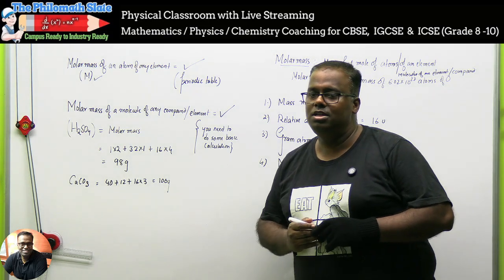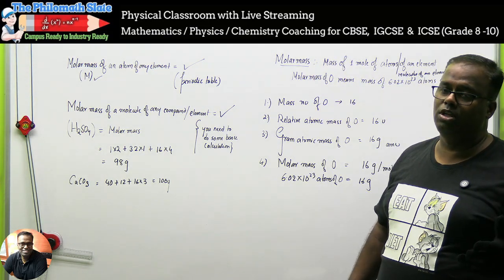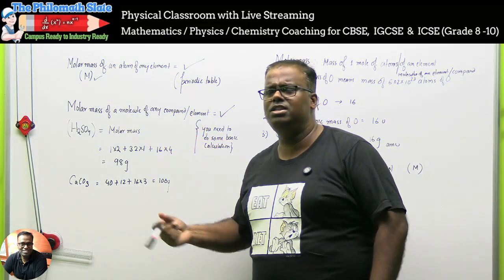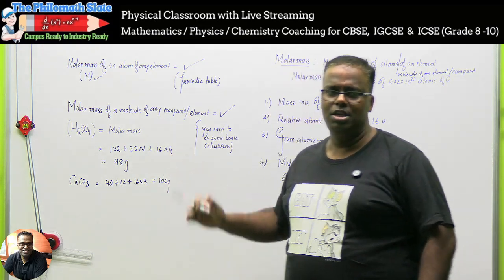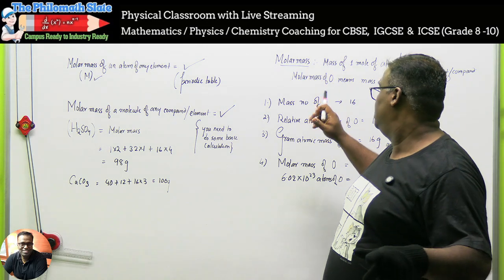Molar mass is nothing. If it is not given in the questions, molar mass is always in your hands. If it is for an atom, it's very easy: just look at the periodic table, that's the molar mass. If it is for a molecule, then see all the constituents. That is what we wrote.